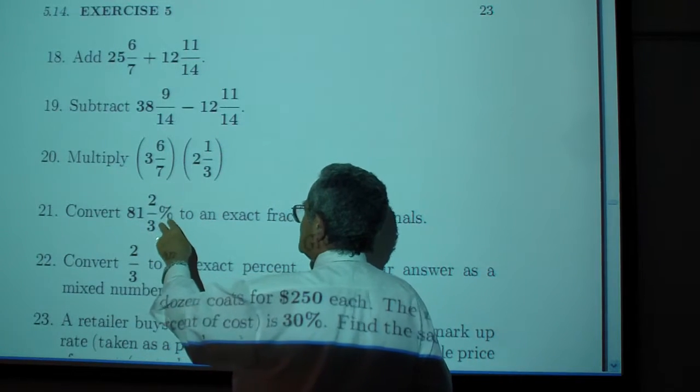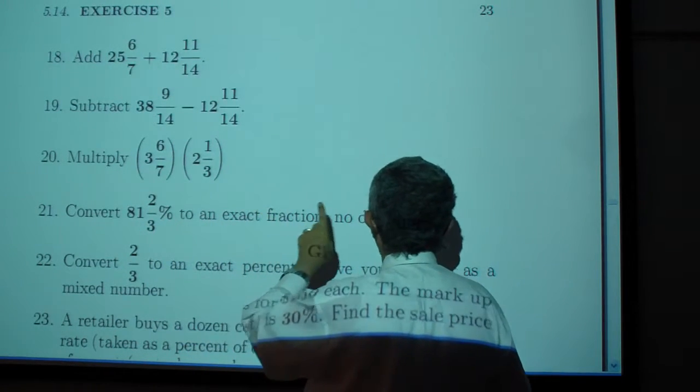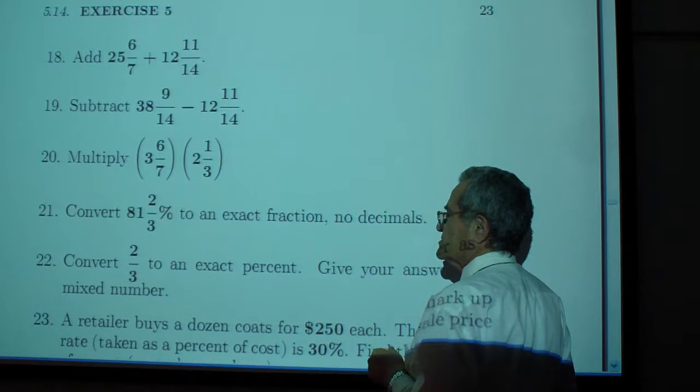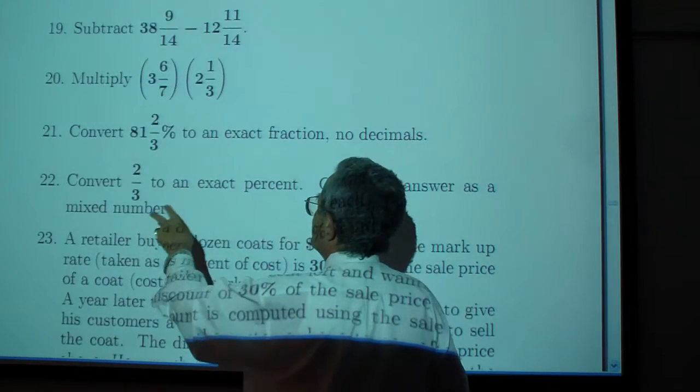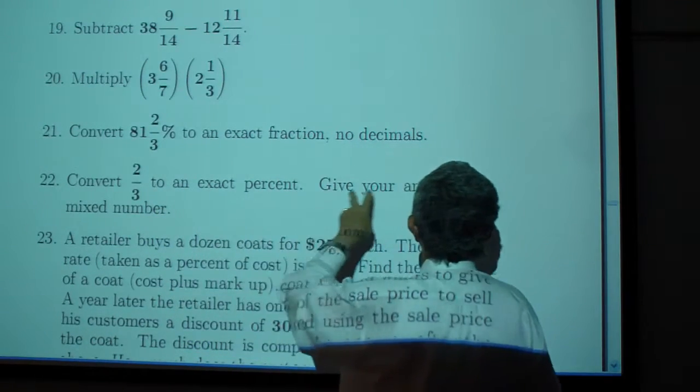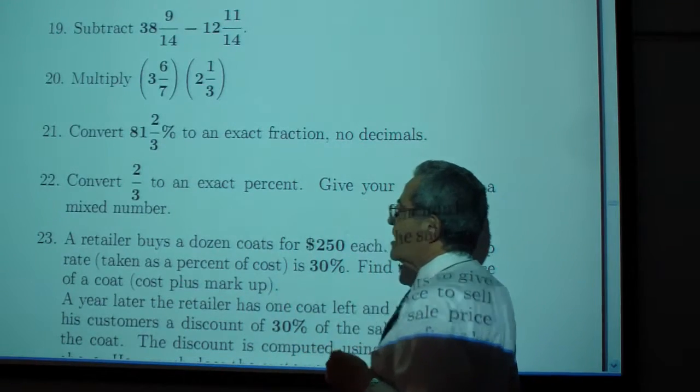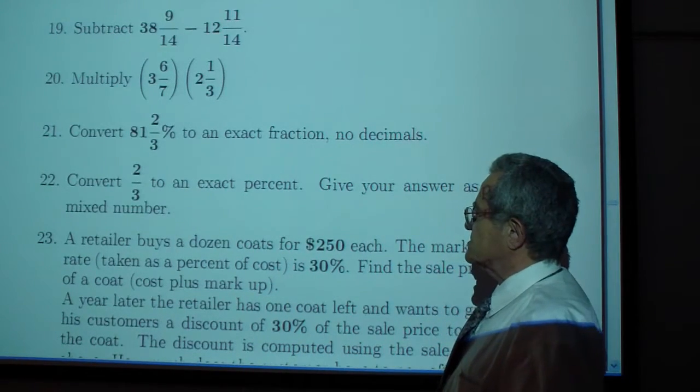Convert 81 2/3% to an exact fraction, no decimals. Convert 2/3 to an exact percent. Give your answer as a mixed number, no decimals.